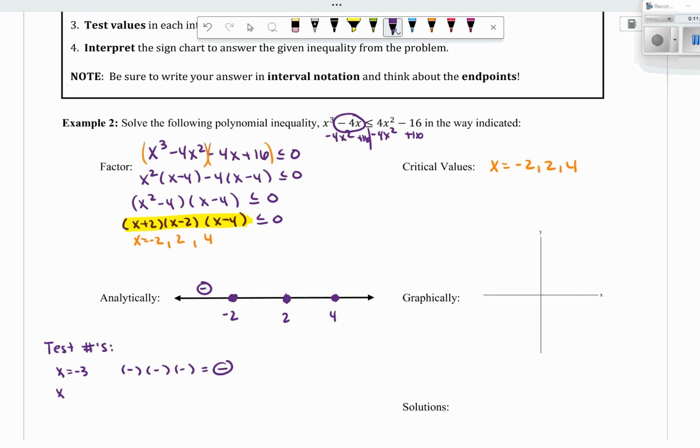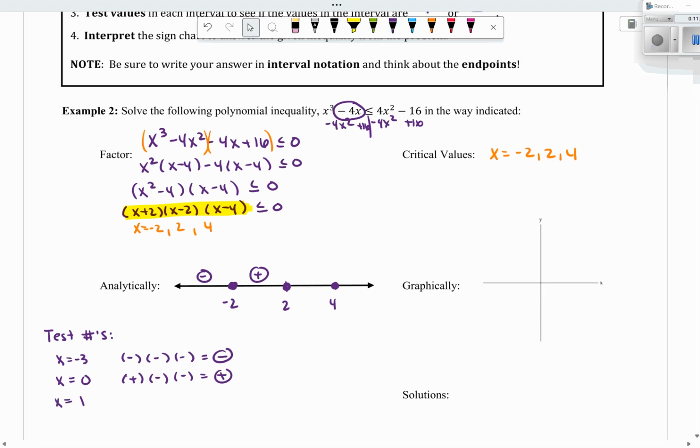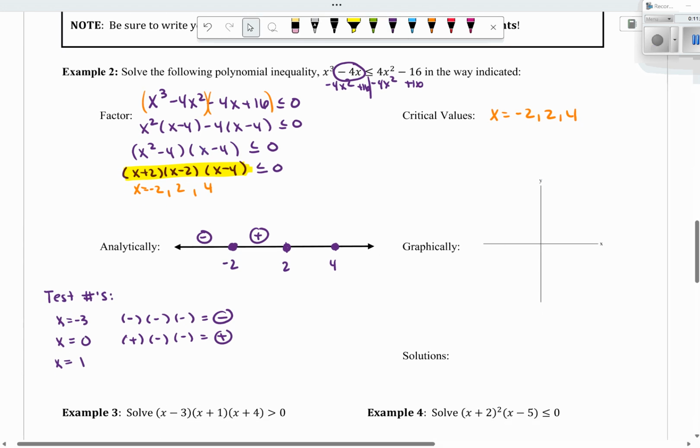If I test in between -2 and 2, I would test 0. So if I test 0, I get 0 plus 2, which is positive, 0 minus 2 is negative, and 0 minus 4 is negative. So positive times a negative gives me a positive answer. And then in between 2 and 4, I would test 1. So if I plug 1 into my equation, I get 1 plus 2 is positive, 1 minus 2 is negative, and 1 minus 4 is negative. So that means this is also going to be a positive answer.